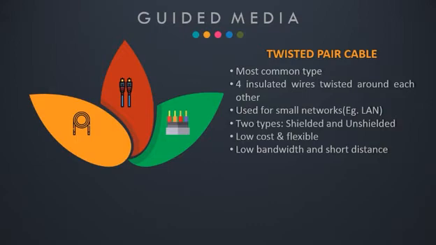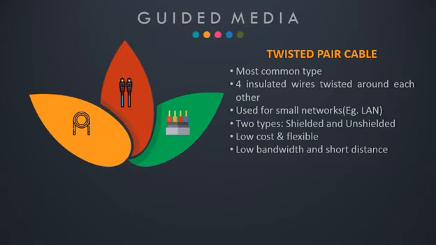Then certain advantages are there for twisted pair cables. It is low cost, low weight and flexible. Since it is so thin and flexible, it is easy to install and maintain, so the maintenance cost is also very low. Then certain disadvantages are there also.